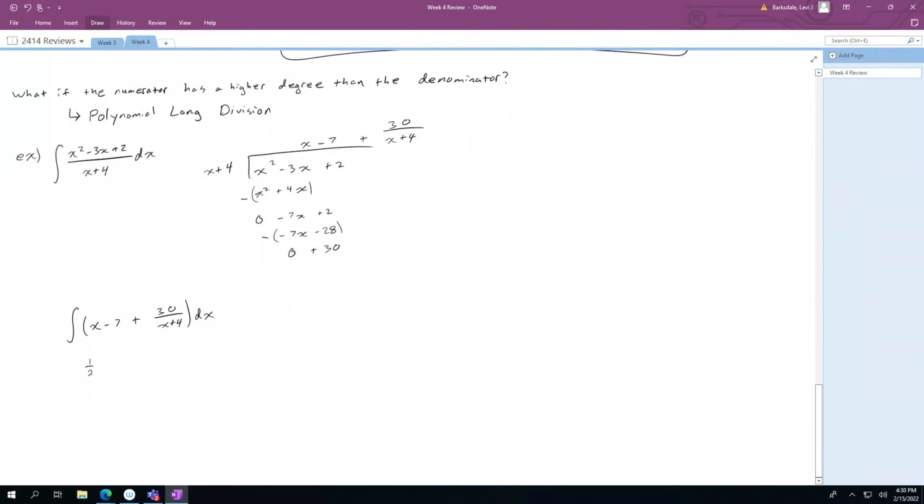The integral of x is 1/2 x squared. The integral is 7x. And this would be 30 times the natural log of x plus 4. And of course, I have my plus c at the end. Any questions? Isn't x plus 4 different? You got it?